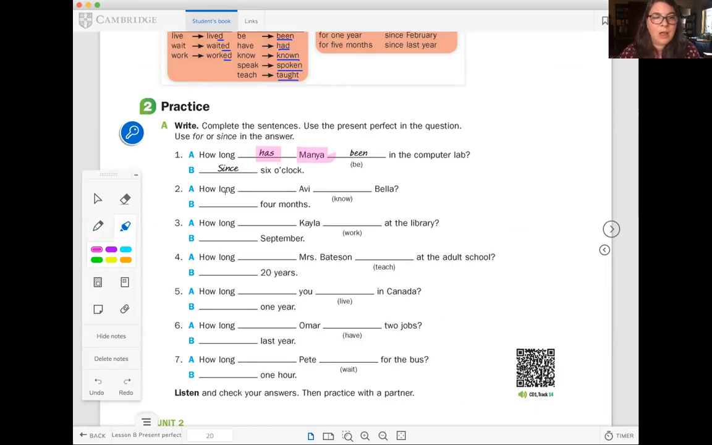Number 2, how long something Avi? It's okay if you don't know, is Avi a girl or a boy? It's one or the other, right? So because it's singular, we need has. How long has Avi known Bella? Now 4 months, beginning and end, period of time. So we're going to say 4 months.